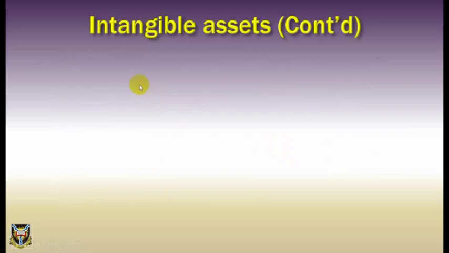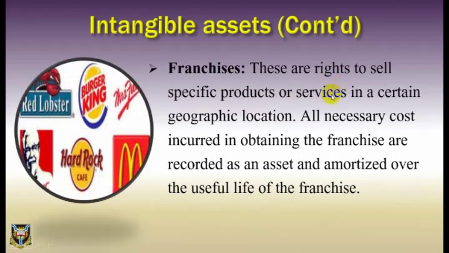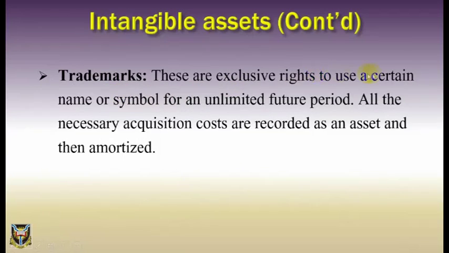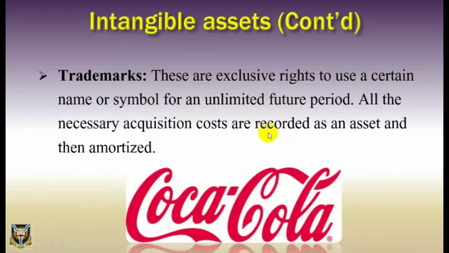Franchises. These are rights to sell specific products or services in a certain geographical location. All necessary costs incurred in obtaining the franchise are recorded as an asset and amortized over the useful life of the franchise. Trademarks. These are exclusive rights to use a certain name or symbol for an unlimited future period. All the necessary acquisition costs are recorded as an asset and then amortized.